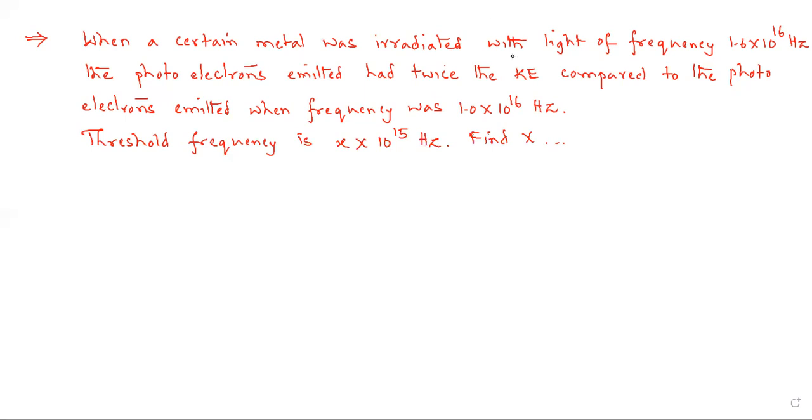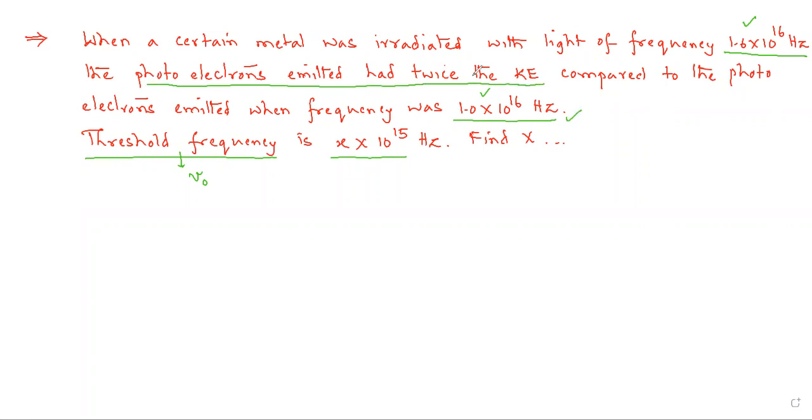But this is interesting. There are two different cases. Of course, threshold frequency or nu naught will remain constant for a metal. But in the first case, they have irradiated or they have actually hit the metal with a light of frequency 1.6 into 10 power 16. Whereas in the second case, it was hit by a radiation of frequency 10 power 16 hertz. But remember, in the first case, the photoelectrons emitted had twice the kinetic energy as compared to the second case.